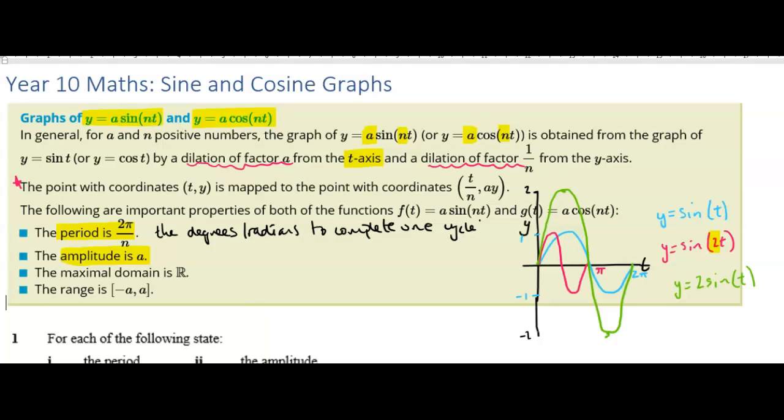Now, the next 2 dot points I'll just quickly touch on. The maximal domain is R. So R just means your restriction on your t values or your x values. So your sine graphs can go on forever. My domain here, what I've drawn is from 0 to 2 pi for the blue and the green graph, and from 0 to pi for the pink graph.